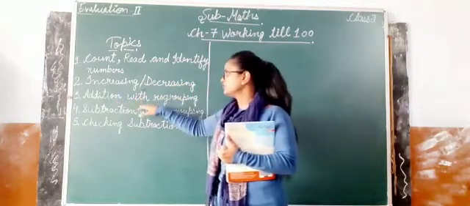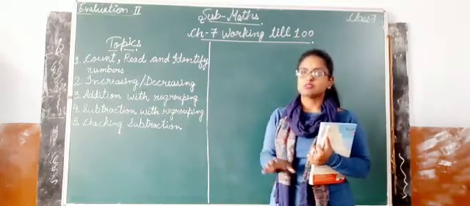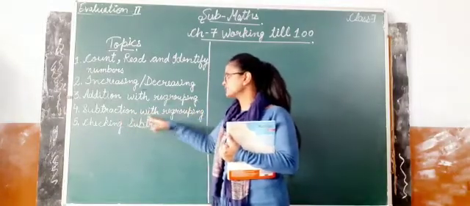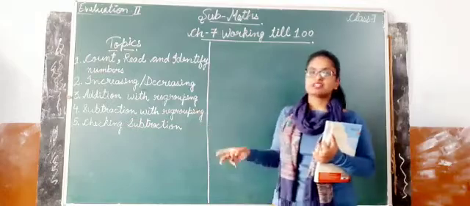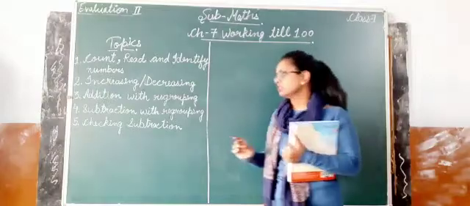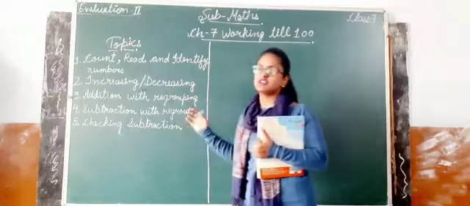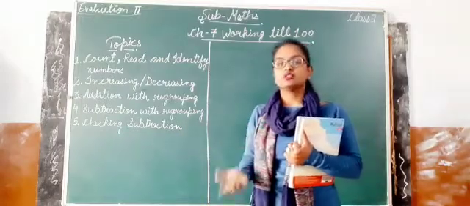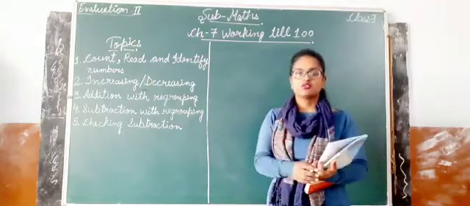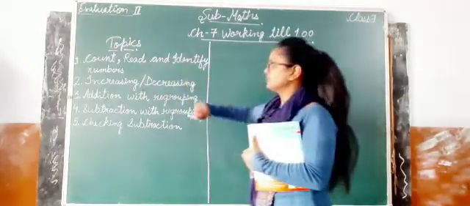Then we will learn addition with regrouping. You already know what addition is. You already know how to add two-digit numbers, but today we will learn addition with regrouping, and we will also learn subtraction with regrouping. Same as with subtraction, you already know how to subtract two-digit numbers, but today we will subtract with regrouping. And the last one is checking subtraction. We will learn how to check whether the subtraction we have done is right or wrong. So let us start with the first topic, count, read and identify numbers.